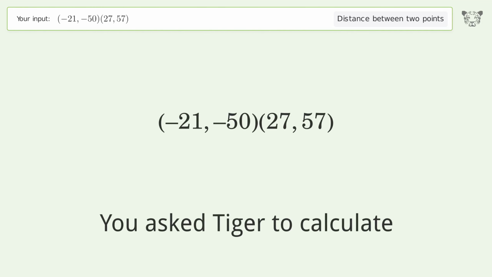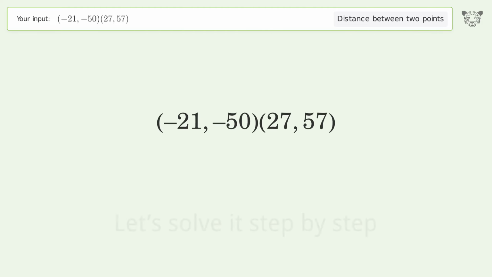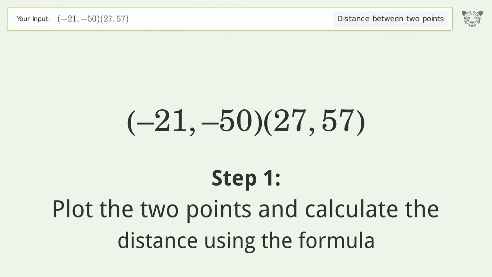You ask Tiger to calculate. This deals with the distance between 2 points. The distance between the 2 points is the square root of 13,753 or 117.273. Let's solve it step by step. Plot the 2 points and calculate the distance using the formula.